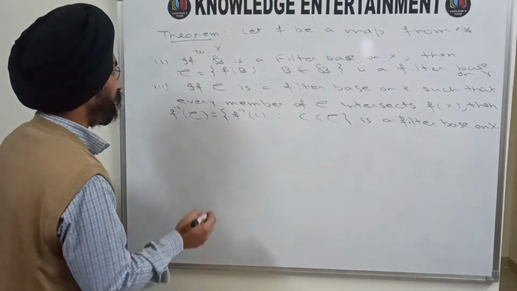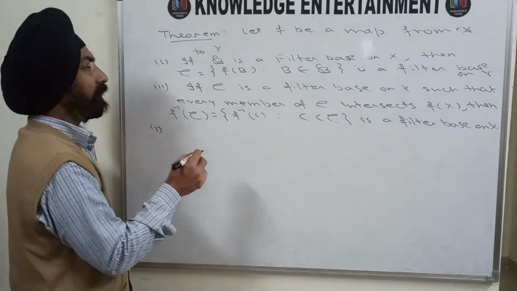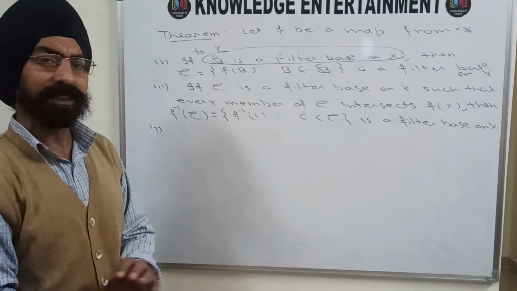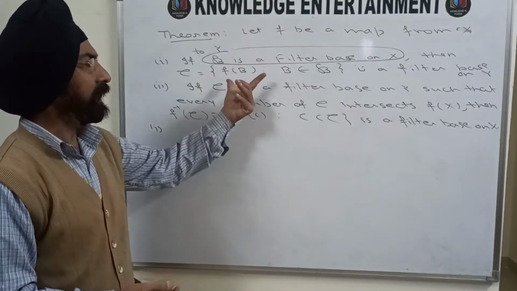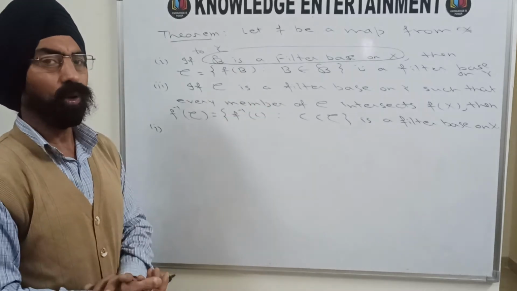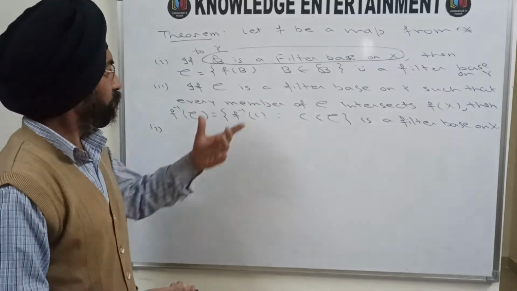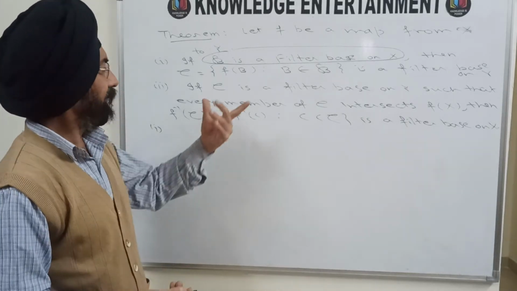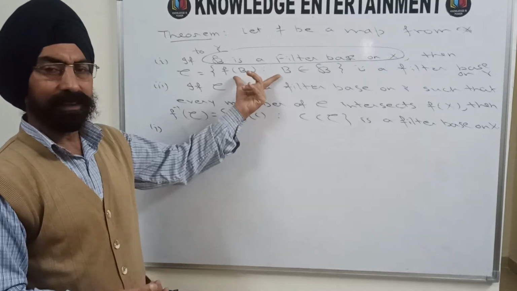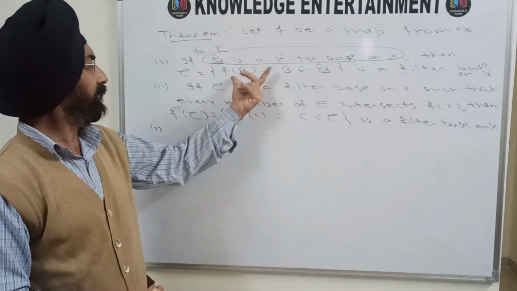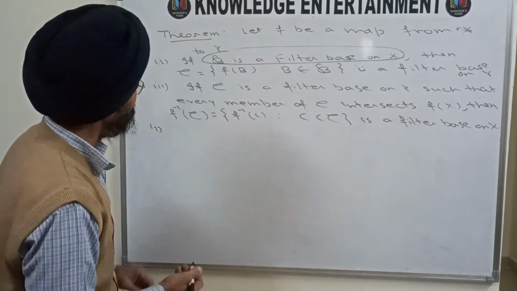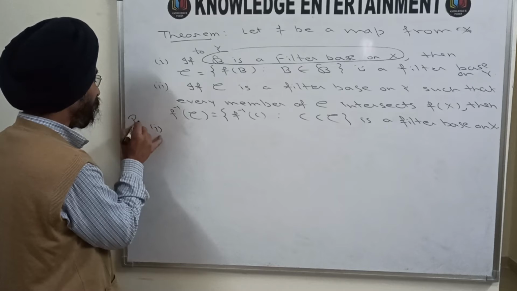So let us start with the first part. Here we are given that B is a filter base on X, and we have to show that this collection C, F(B) where B belongs to B, is also a filter base on Y. So we will have to prove two things. Firstly, it does not contain phi, and secondly, if two sets are there, then there exists a third set in this collection which is a subset of the intersection of the earlier two sets. So let us see the proof of the first part.